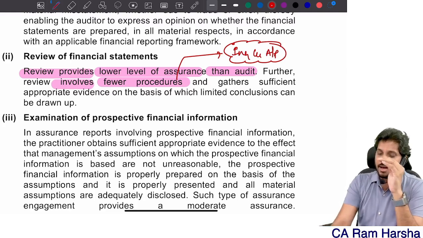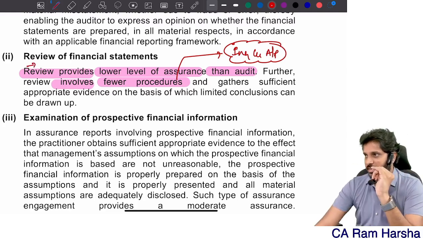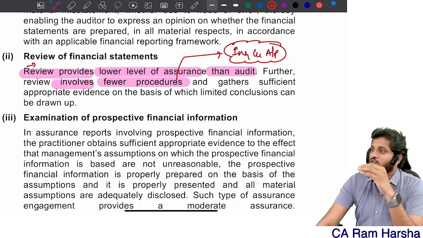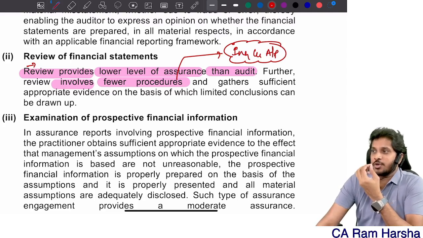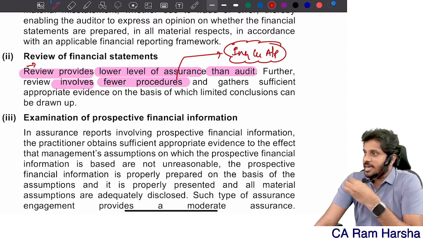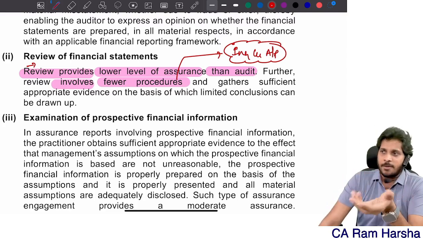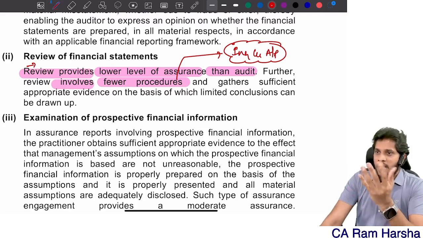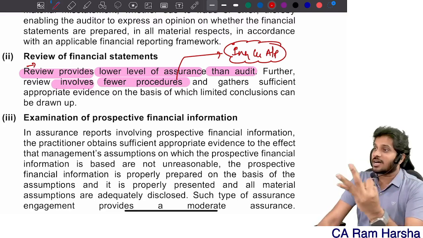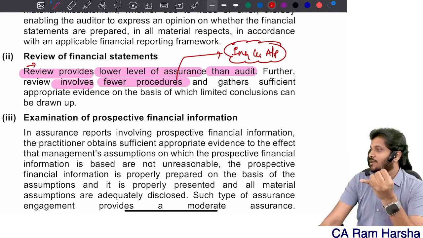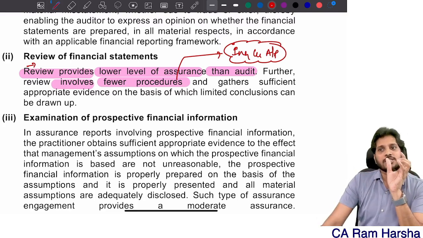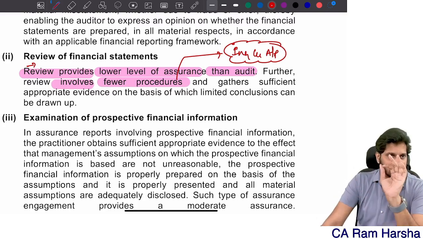Unqualified. We have review related standards in CA final. So there also we give conclusion. In review, whatever we express is not called opinion. We call it what? Conclusion. There are various types of conclusions: unqualified conclusion, qualified conclusion, adverse conclusion, disclaimer of conclusion. In audit, we just call it opinion. Here it is conclusion. That's the only difference.